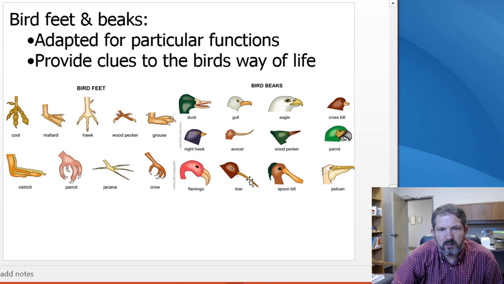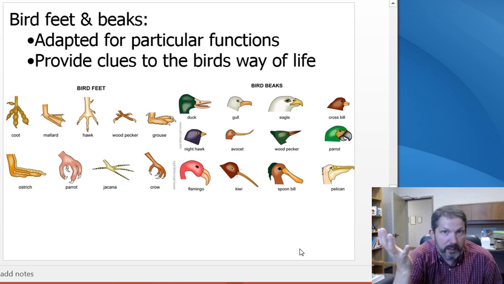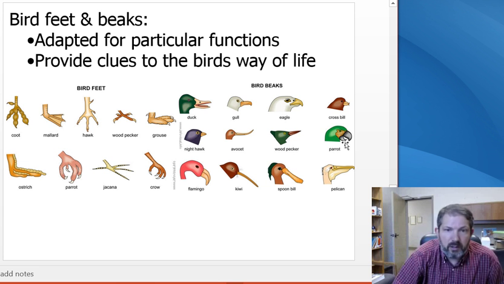Some beaks are kind of general purpose, but some of them are very, very specialized. This avocet beak, or this kiwi beak, or the spoonbill, or the pelican. They're specialized for certain jobs that they do very, very well. But there are always trade-offs, right? A parrot cannot eat the same thing as a duck. Physically, it can't. It can't grab onto the food in the same way.